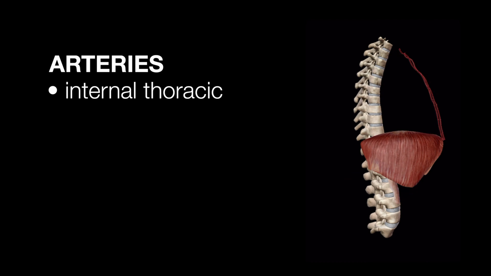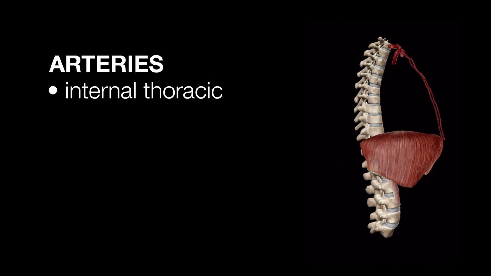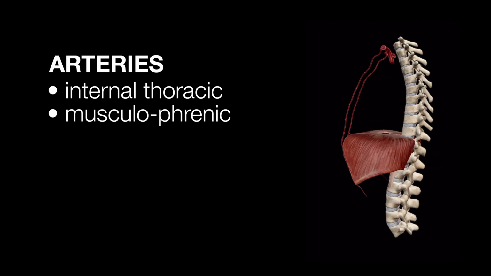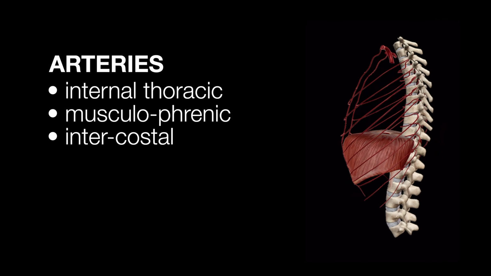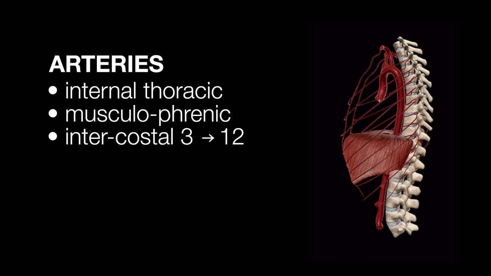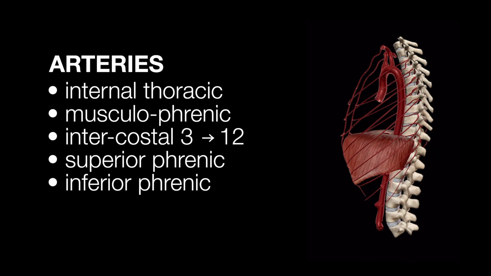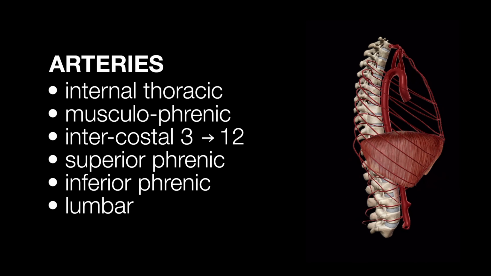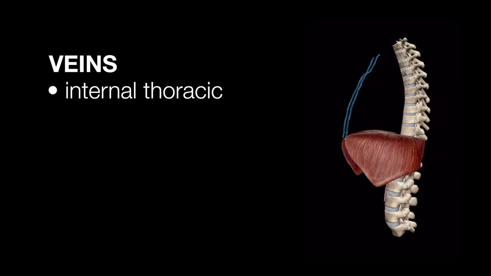We find the left and right internal thoracic arteries that come from the left and right subclavian arteries, the musculophrenic arteries that come from the internal thoracic arteries, the intercostal arteries from 3 to 12 that come directly from the aorta, and the superior and inferior left and right phrenic arteries, along with the lumbar arteries that also come directly from the aorta.